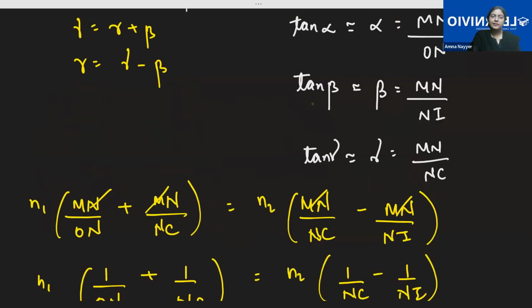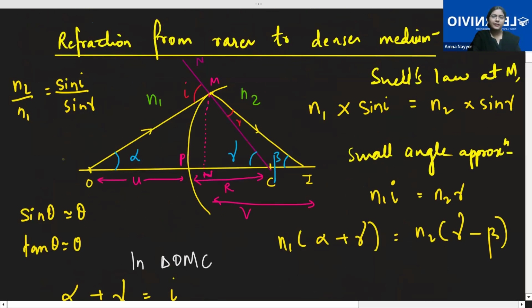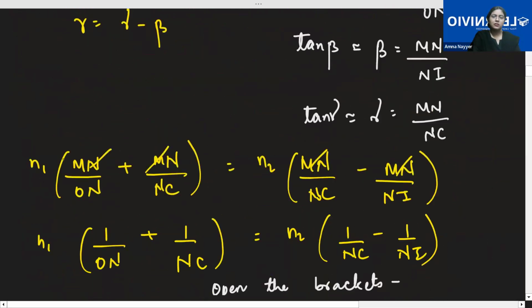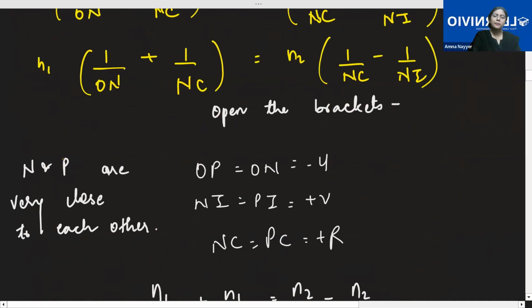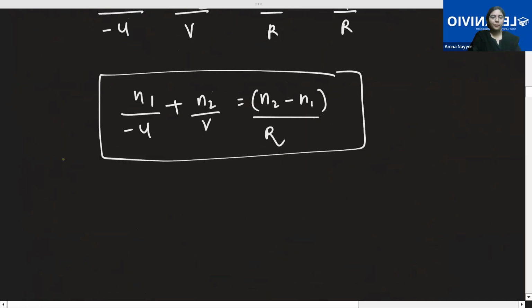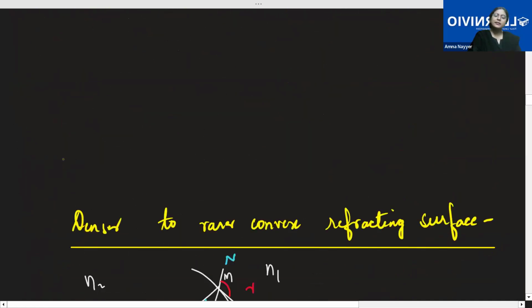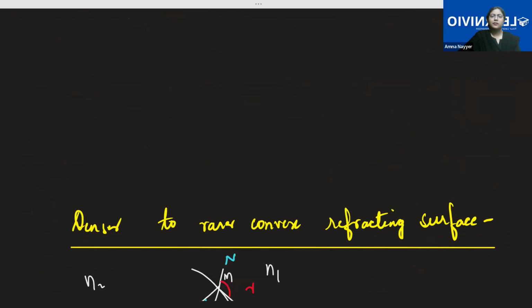In the last class, could you write this derivation? Was it completed, the writing part? Yeah, ma'am. Okay. Did I discuss the denser to rarer one also? That was left, I think. Yes, ma'am. Okay.